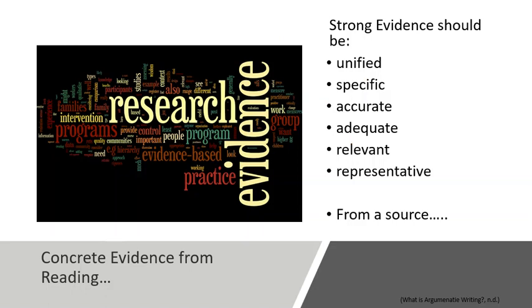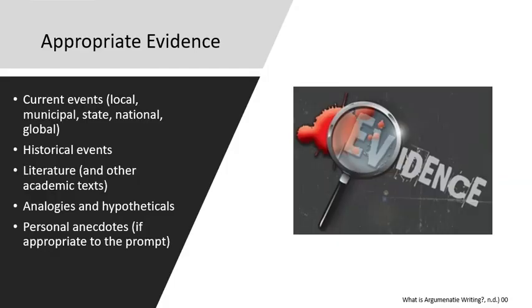When conducting your research, while writing your argumentative paper, you need to look for strong evidence, evidence that's unified, specific, accurate, adequate, relevant, and representative. It needs to come from a strong source. Appropriate evidence can be found in current events, whether they be local, city, state, national, or global. Historical events can be found in literature and other academic texts, analogies and hypotheticals, personal anecdotes, if appropriate to the prompt.